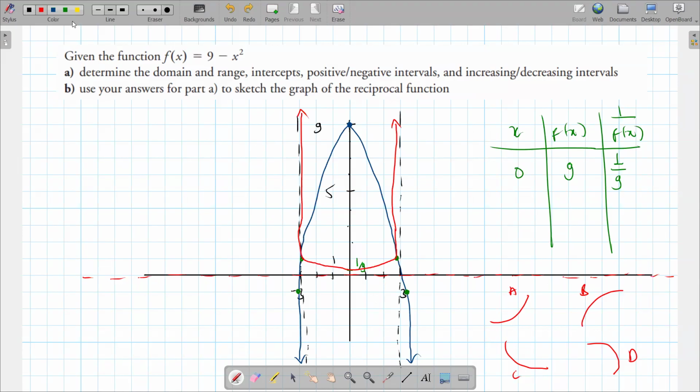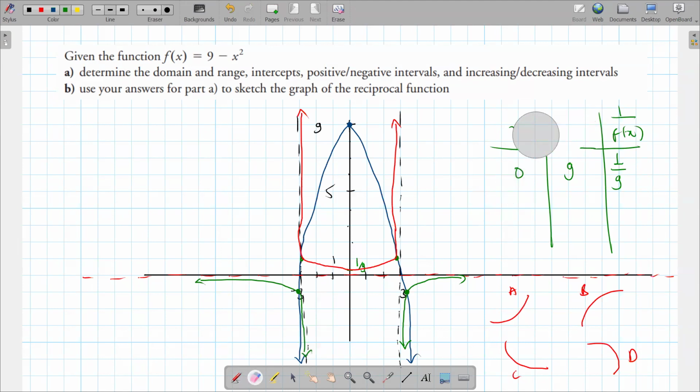B is the only one that makes sense. The other ones don't make any sense. So we're gonna go B here. What about on the other side? Yeah, it's the same, just flipped. So it would look kind of like D. There we go. And that's as good as it gets.